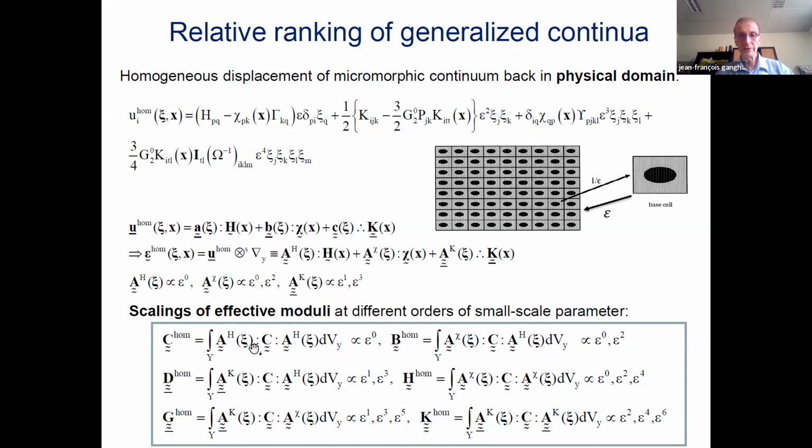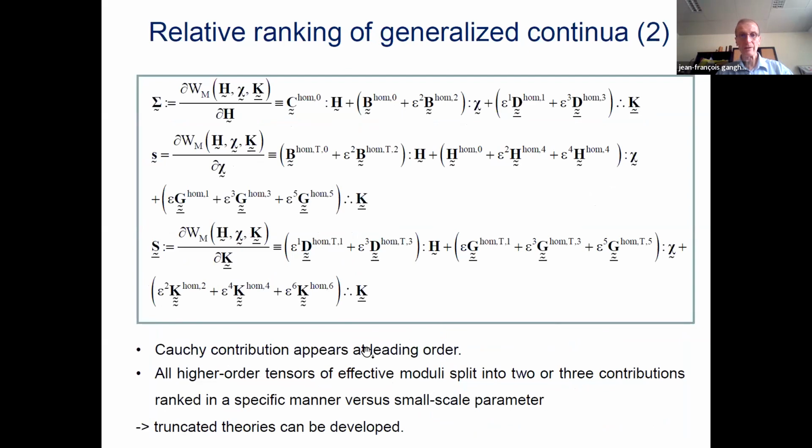So Cauchy elasticity will be dominant. And of course, the more we move to enriched behaviors, the more we move to higher orders of the epsilon parameter. But another message is that each tensor is itself expanded at different orders of epsilon, except for Cauchy elasticity, which is the dominant term. So rephrased in terms of the constitutive law, this is what we get.